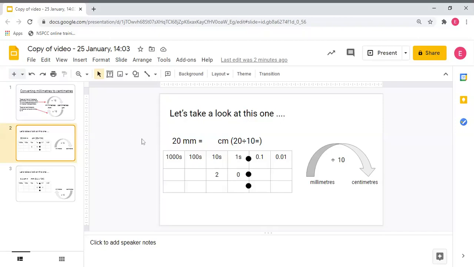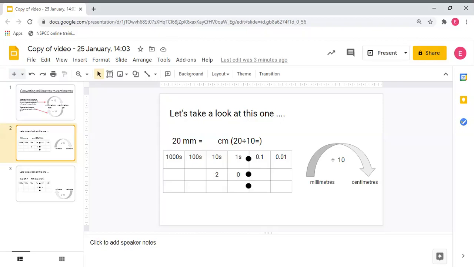Here, I want to change 20 millimetres into centimetres. I need to divide 20 by 10. I'm going to use a place value grid to help me. I've written my 20 into the place value grid. In 20, I know I've got 2 tens and no ones.